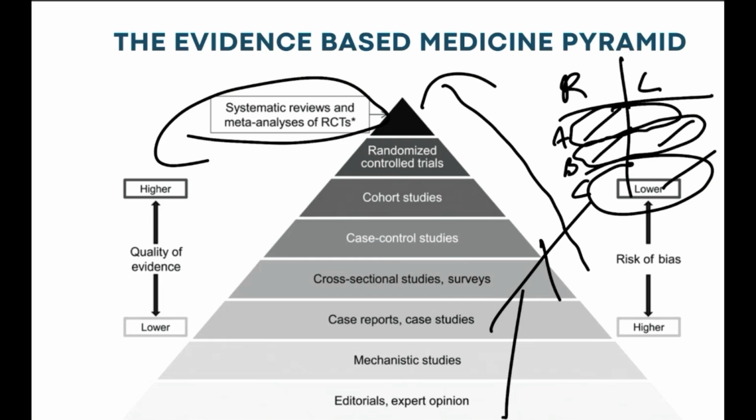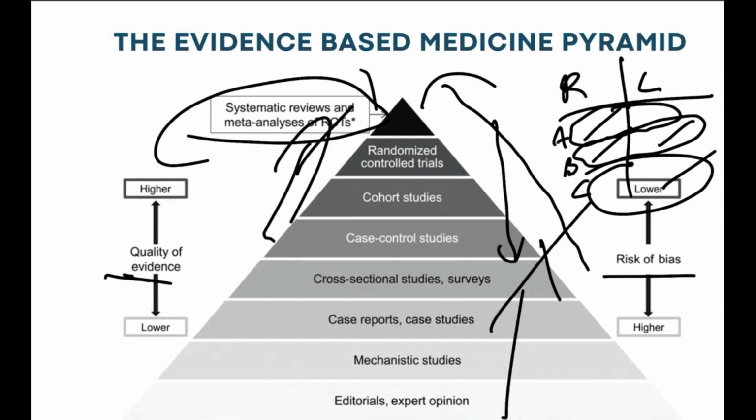And also when it comes to risk of bias, risk of bias reduces as you go up. I went through multiple sources to get this evidence-based medicine pyramid. This is a really good one. I wanted both of these to be presented in the same picture here. Here you can see it. As you go up, quality increases, risk of bias decreases.